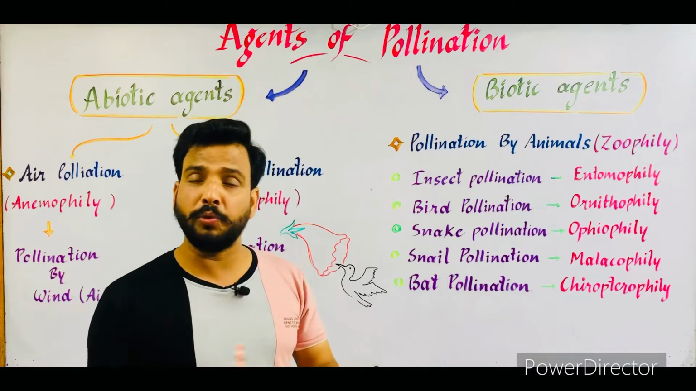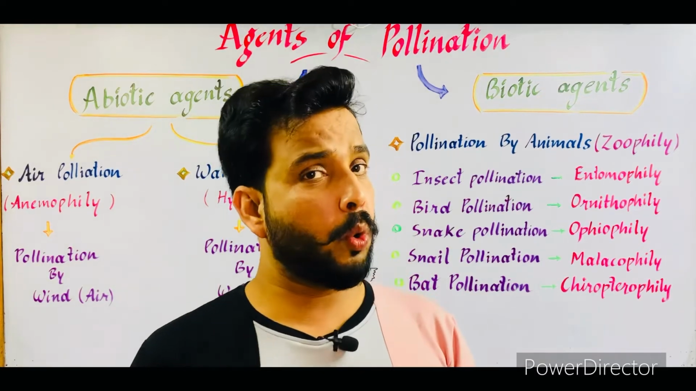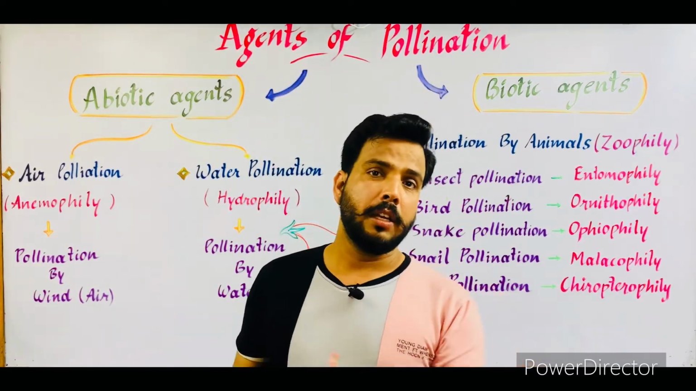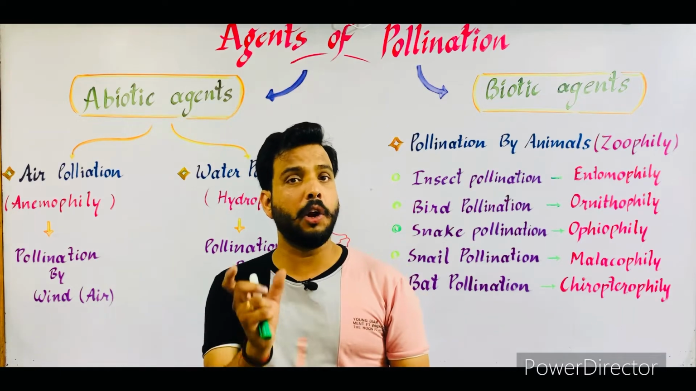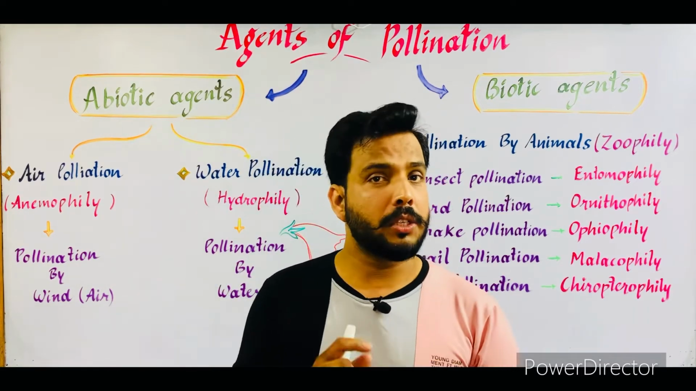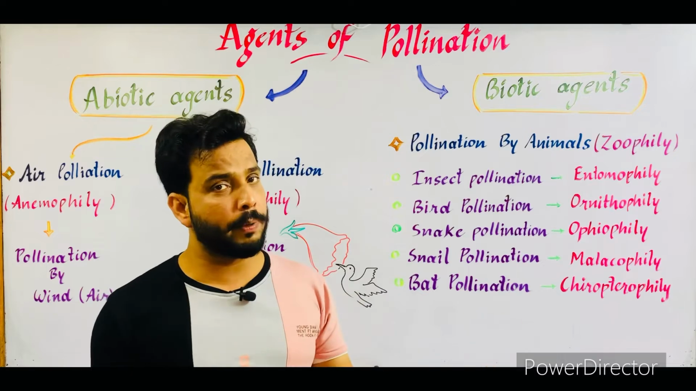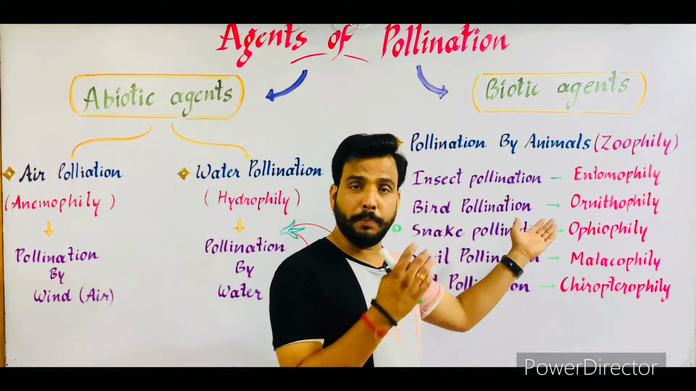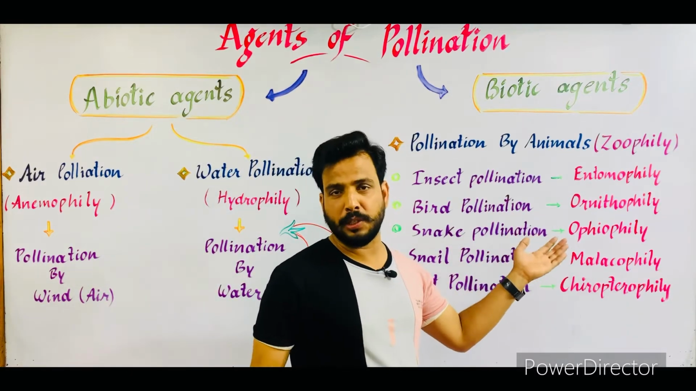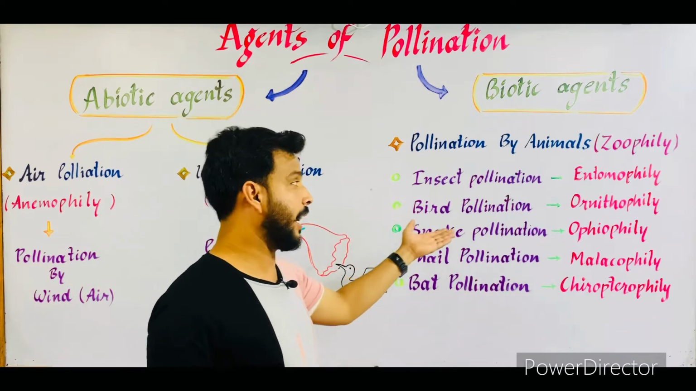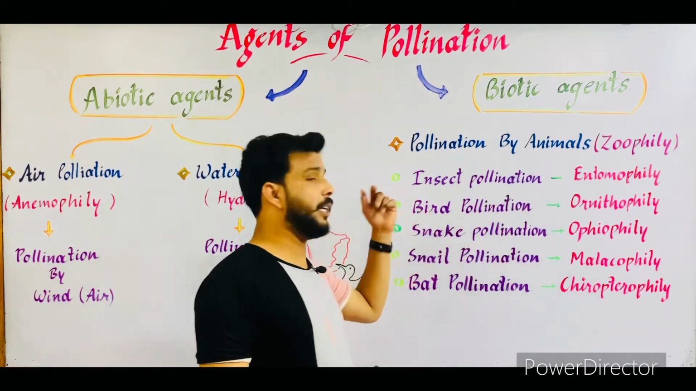Now what is ornithophily? There is a branch of biology known as ornithology, the study of birds. So the word ornitho refers to the birds. Ornithology means the study of birds, while ornithophily means pollination that takes place by the birds. So the scientific term is ornithophily for bird pollination.